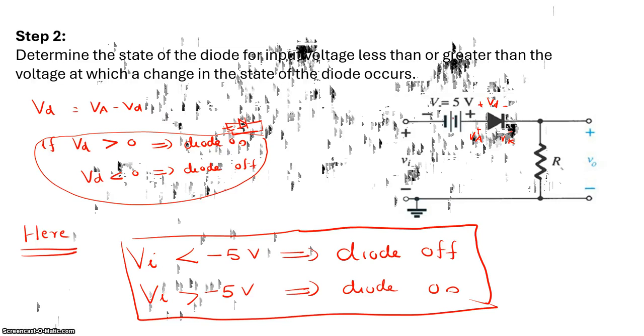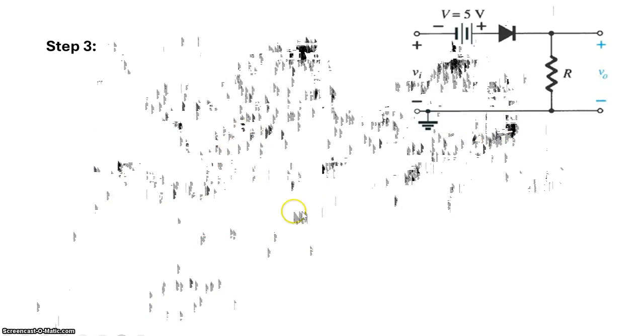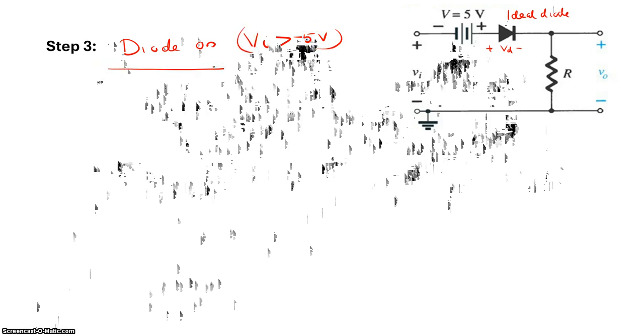So now we will be moving to step 3. In step 3, we are taking the conditions for diode on. When will the diode be on? When VI is greater than minus 5 volt, your diode will be on.